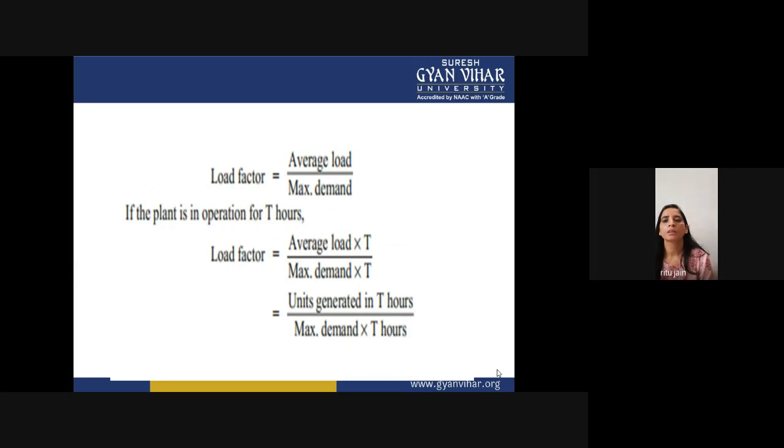If the plant is in operation for T hours, then the load factor will be average load into T divided by maximum demand into T. That is, units generated in T hours divided by maximum demand into T hours. We will discuss it in a numerical, so you will be able to understand it easily.